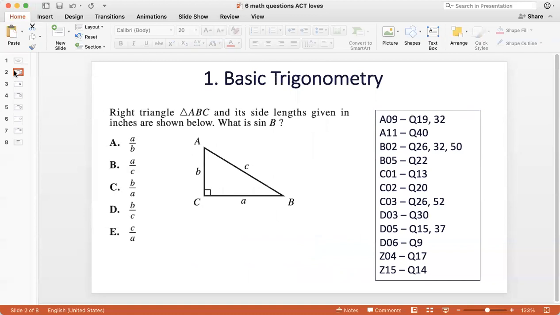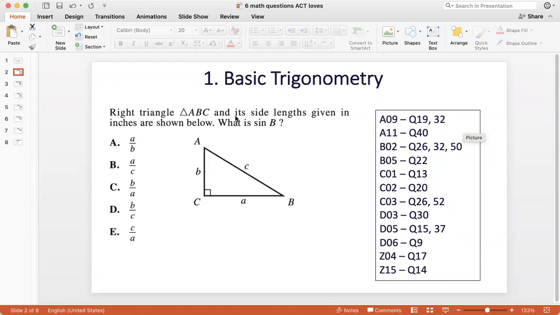Problem 1, basic trigonometry. ACT math loves trigonometry questions. Basic trigonometry, the kind that tests your knowledge of sine, cos, and tan. It makes up a whopping 17 questions in my analysis. I've listed the questions here. All of these questions are available on my channel. You can check the solutions for each of these by searching the form number.